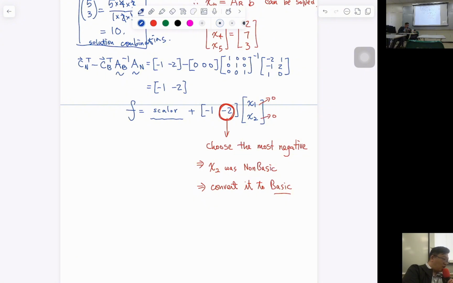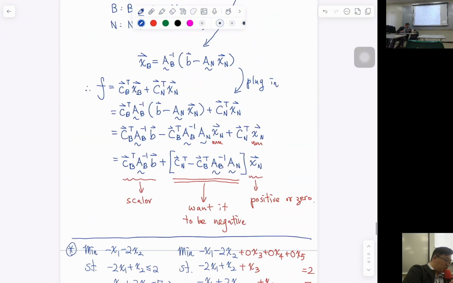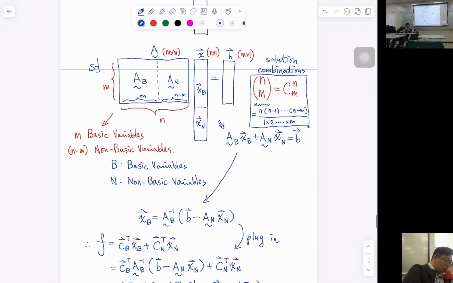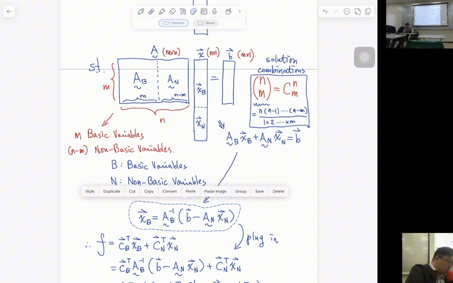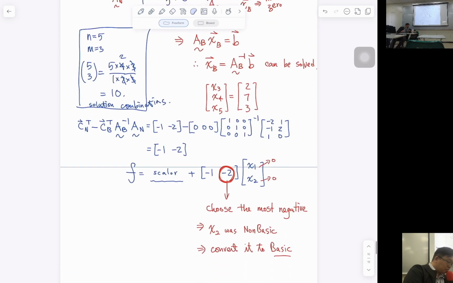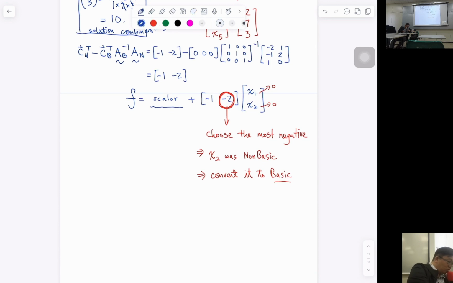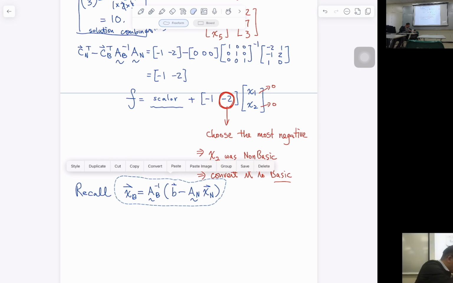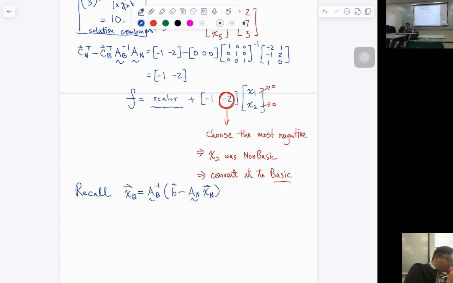So we are using this equation here. We're going to recall this equation. Yes, this one. So recall, paste. So recall this one. And we are checking the dimension of every term in this one.